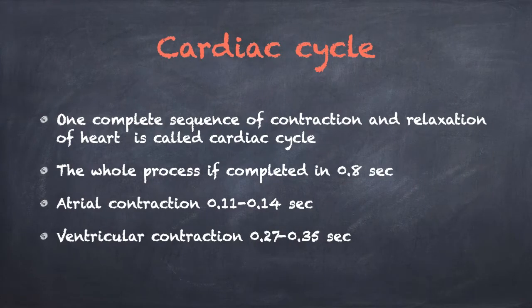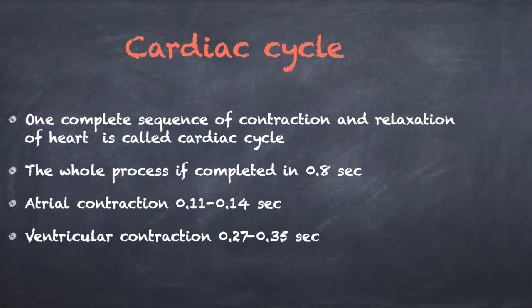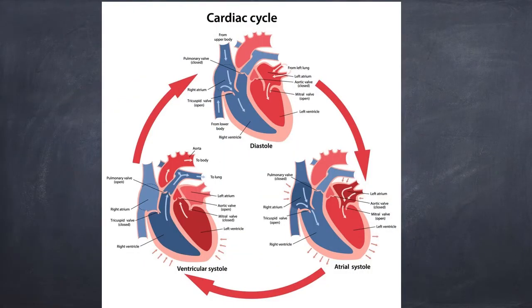Now coming to the cardiac cycle. One complete sequence of contraction and relaxation of the heart is called the cardiac cycle. The contraction phase is called systole and the relaxation phase is called diastole. The whole process is completed in 0.8 seconds. Atrial contraction takes 0.11 to 0.14 seconds, whereas ventricular contraction takes 0.27 to 0.35 seconds. Here you can see a clear image of the cardiac cycle with ventricular and auricular contractions.